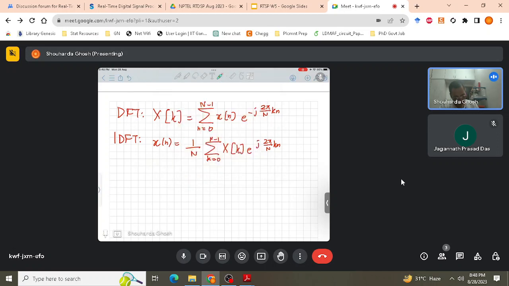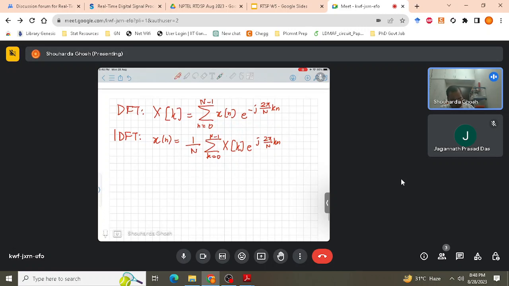Look at both the equations over here. There's a summation, there's an exponential, and there's the original signal. Look at here as well. There's a summation, there's an exponential, and there's the signal, and a scaling factor. The scaling factor is not too much of a big deal, but you can see the great similarity in both the cases.